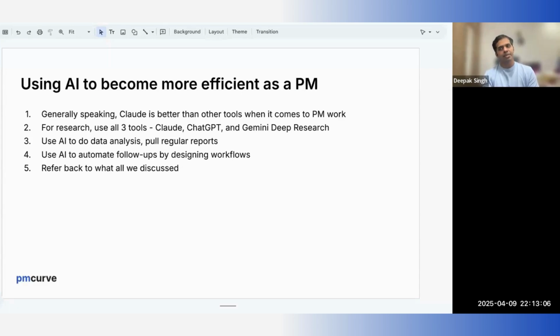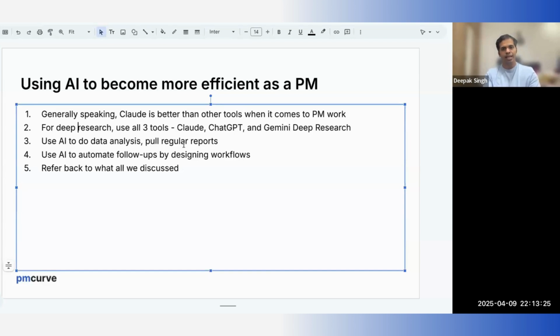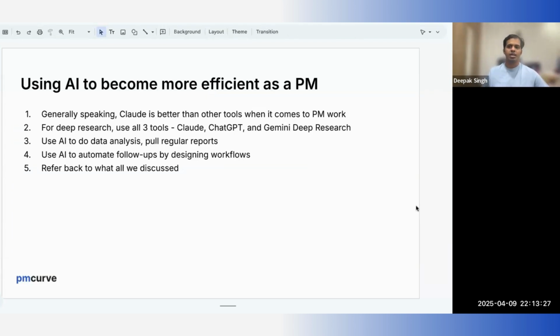The second is for deep research, it's still an evolving area, and all of the three tools have distinct advantages. Claude's deep research is brief, but again, it's insightful. ChatGPT has invested a lot in deep research, so it's actually pretty good. And Gemini also has the whole context of internet data, so Gemini deep research is also pretty good. Most of the time I actually use all three when I'm researching a particular topic deeply, and I would recommend you do the same.